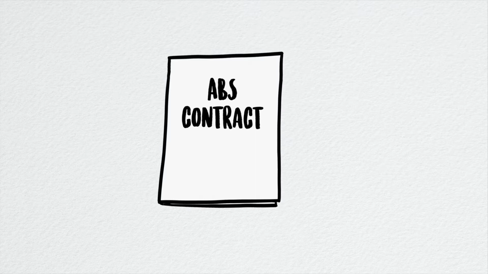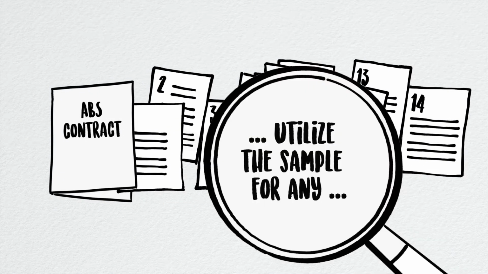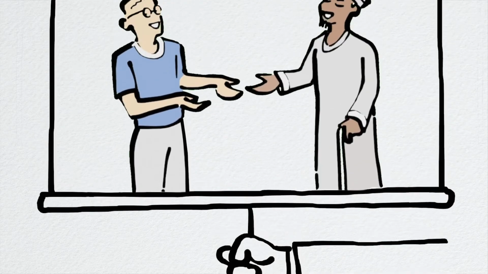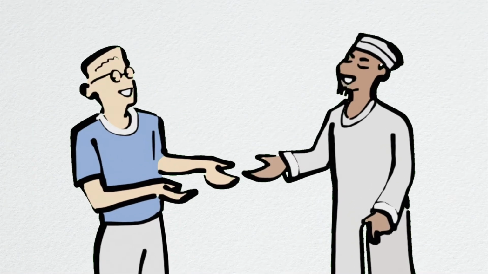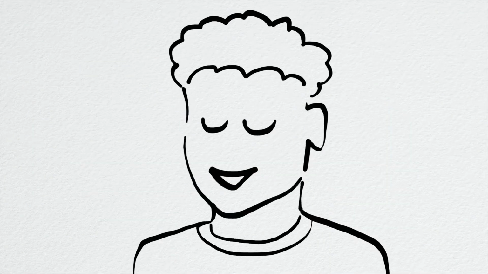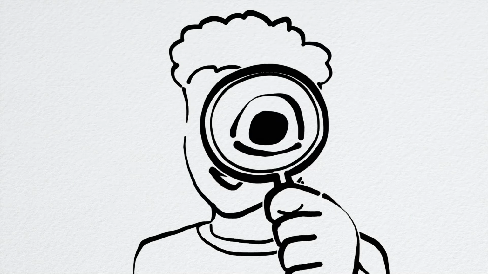Now we are diving into the very details of an ABS contract. The text. The words. Remember our example of the university student and his university wanting to negotiate an ABS contract? Let us now have a closer look at typical phrasing that appears to be just fine.